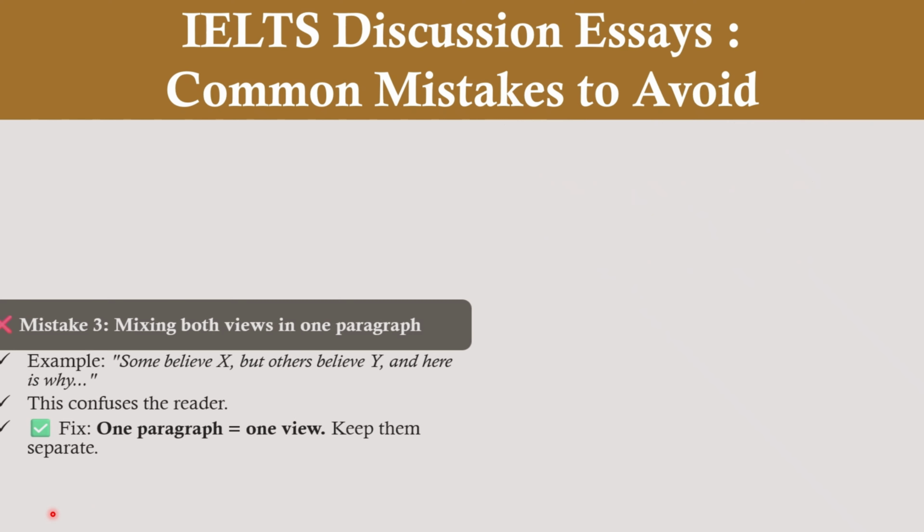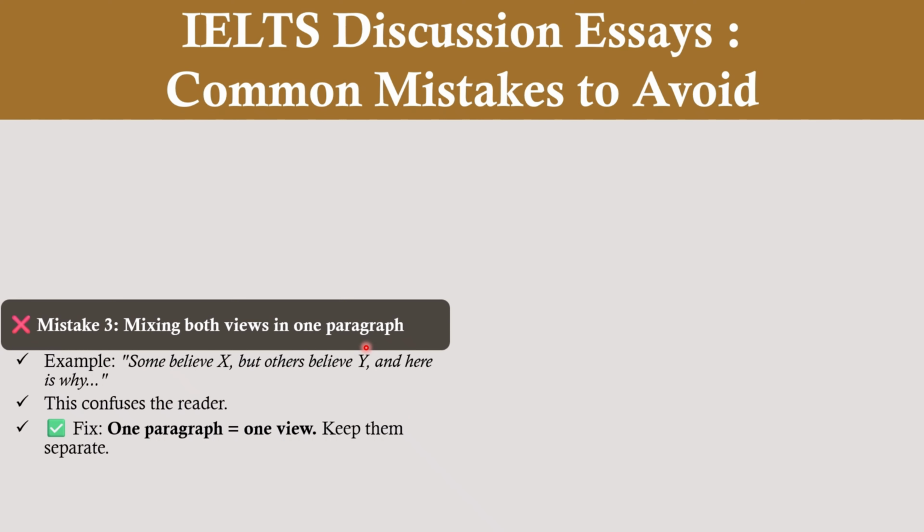Mistake number 3: mixing both views in the same paragraph. When students write about both sides together, the structure becomes confusing. This affects coherence. Remember, one paragraph equals one view.